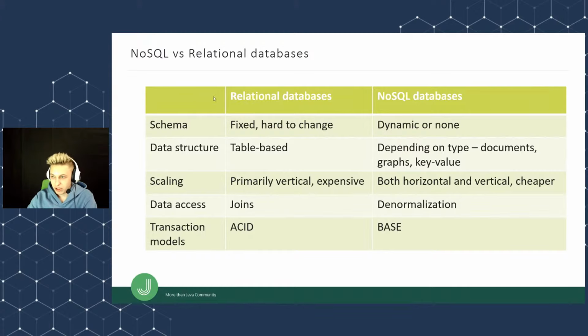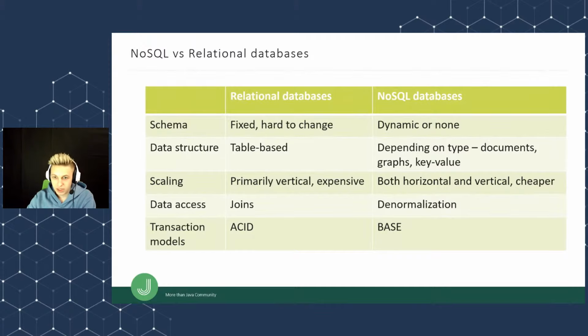First of all, schema. In relational databases, the schema is fixed and it's hard to change. You need to do migrations, you need to update the tables, create new columns. While in NoSQL databases, it's dynamic, or there is even no schema at all. In relational databases, the data structure is table based, and we have relationships between these tables. In NoSQL, we have different data structures, and this really depends on the database. There are such databases: document-oriented, graph databases, key-value databases. We'll discuss them later.